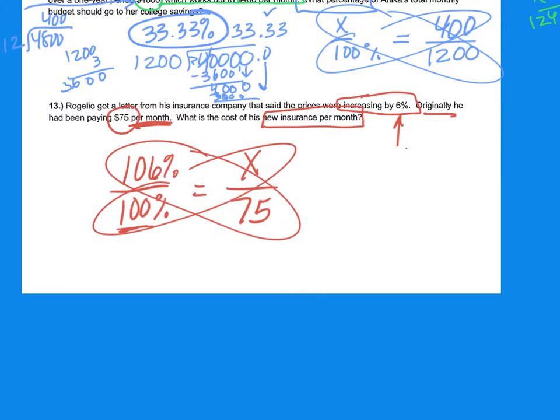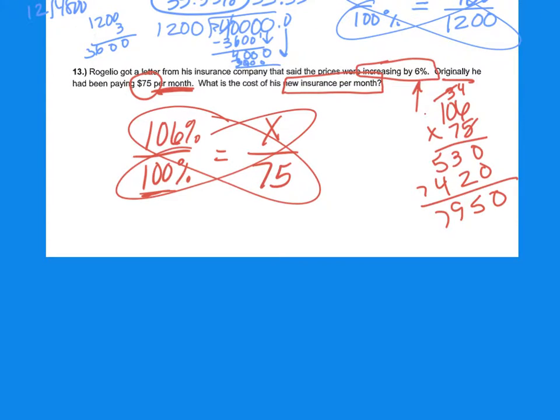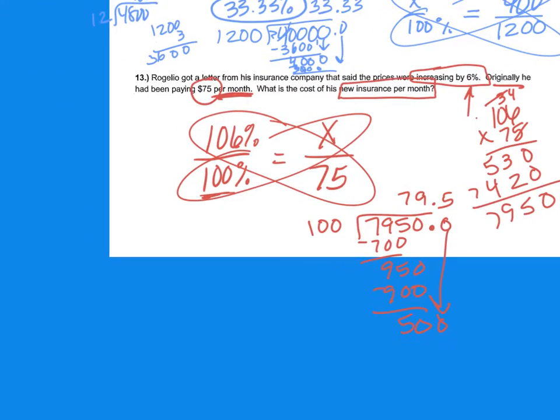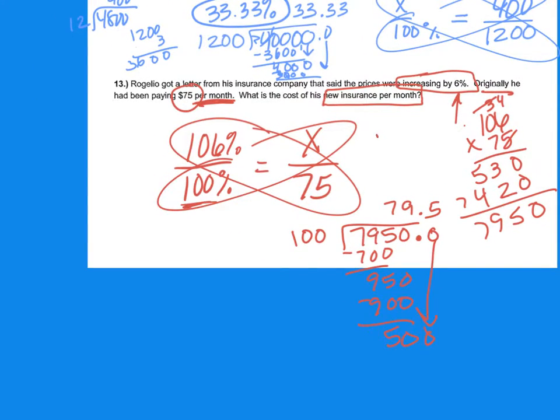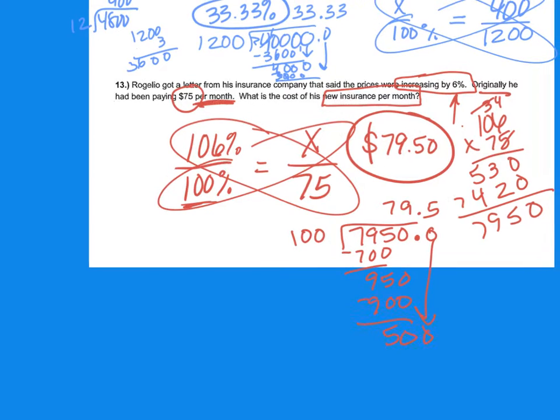So 106 times 75. Then if we divide 7,950 by 100, I'm going to put 9, then I've got to add a decimal since I'm at the end of my number. So 79.5, or 79.50. It increased 6%, so it increased to $79.50.